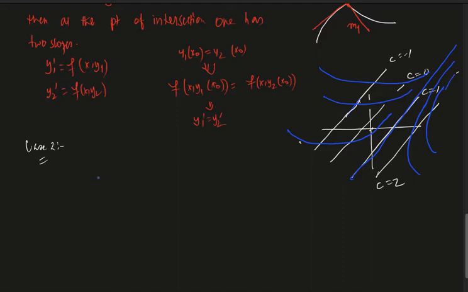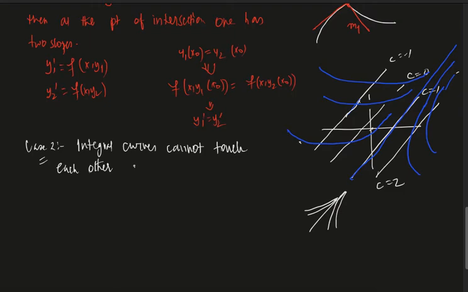Now the second question. First of all, it can't touch each other. So these and these cannot cross each other, and this and this cannot cross each other. The second case is, can it do this thing? At some point, does this happen? So integral curves cannot touch each other in this case.